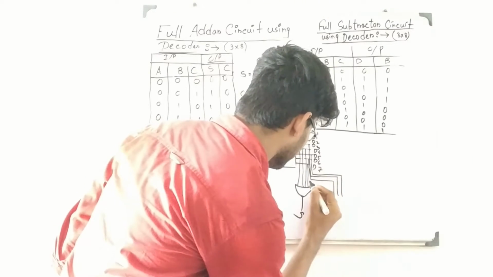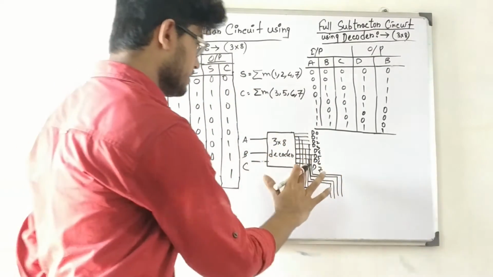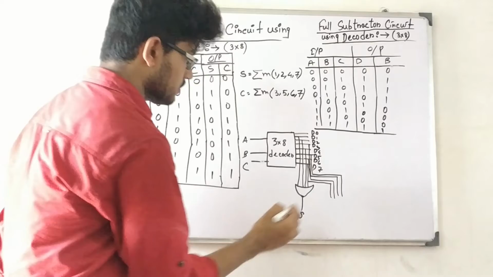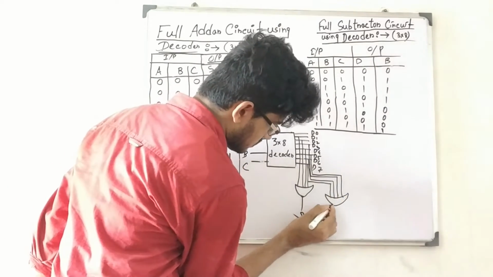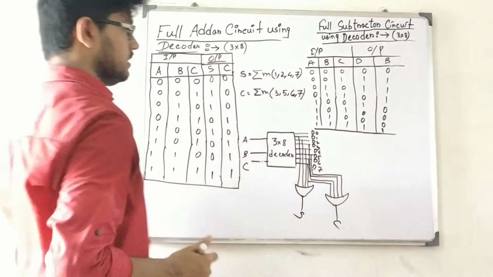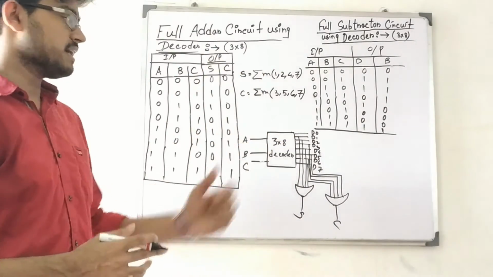And this is 7. This is 7. So this is 3, 5, 6, and 7. These are all in the sum of products form, and this is the carry. So this is the representation of a full adder circuit using the 3x8 decoder circuit.